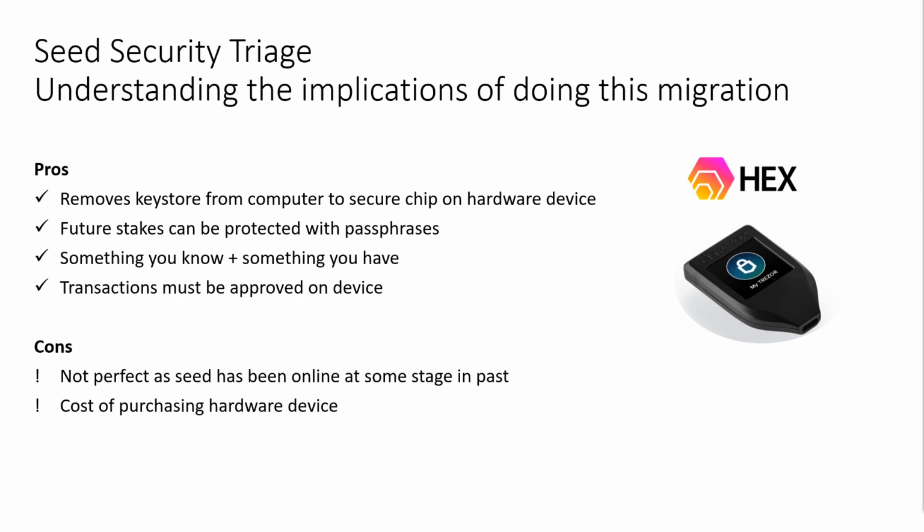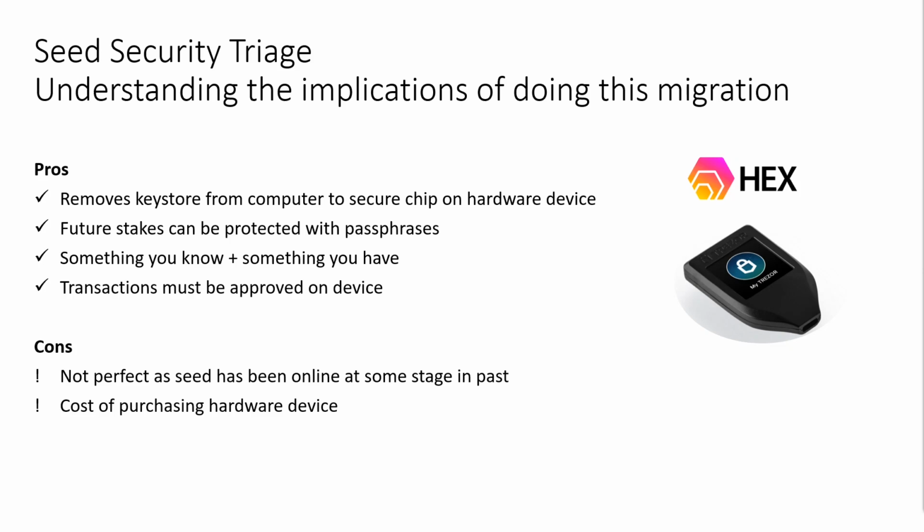So pros, like I said, we removed the key store from your computer, and you're now using the secure chip on the hardware device to store your seed and to generate and approve transactions. What that means is you're not reliant on the security just on your computer. You've separated the two so that if someone does compromise your computer, they haven't compromised the actual hardware device, and you still need to approve all your transactions on that.